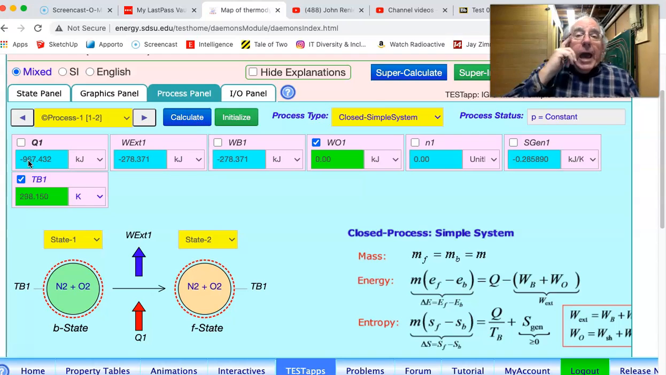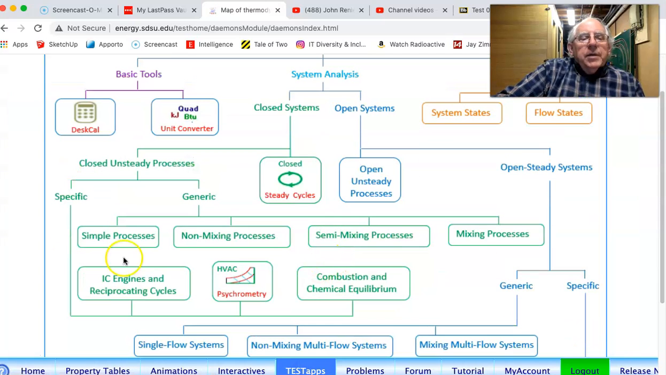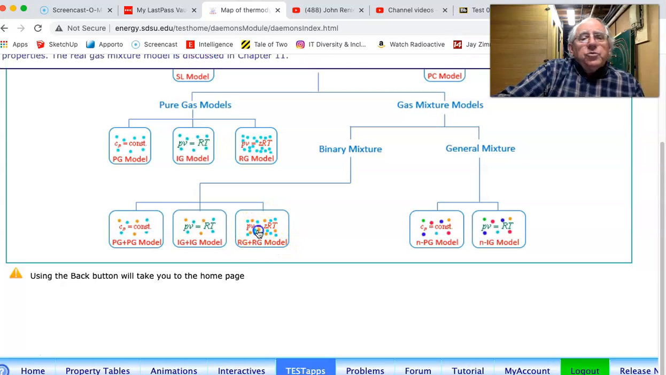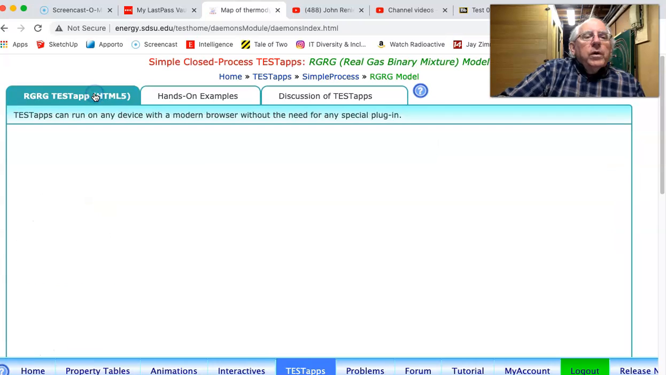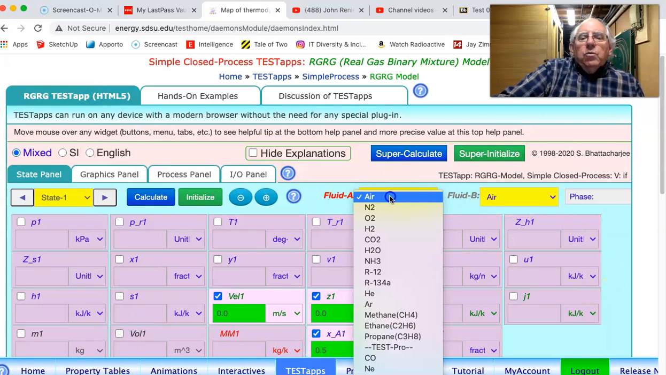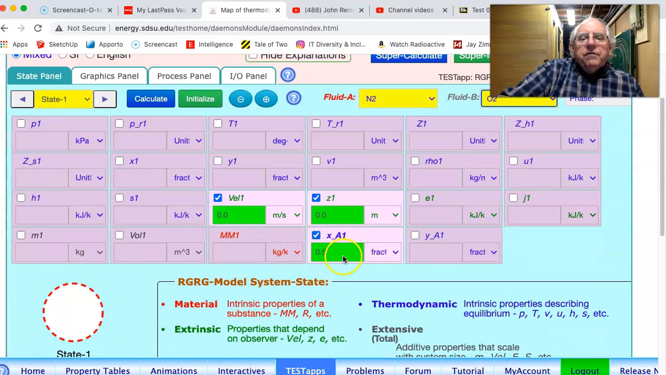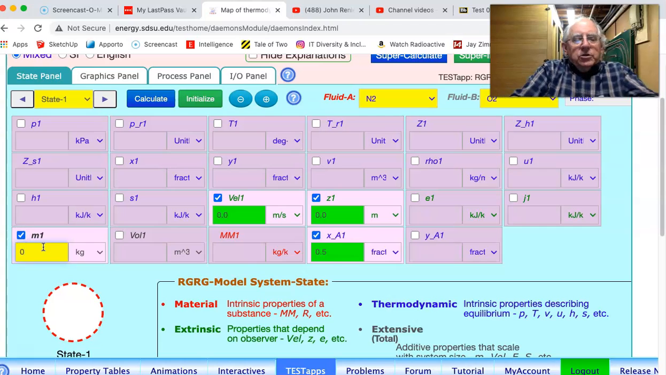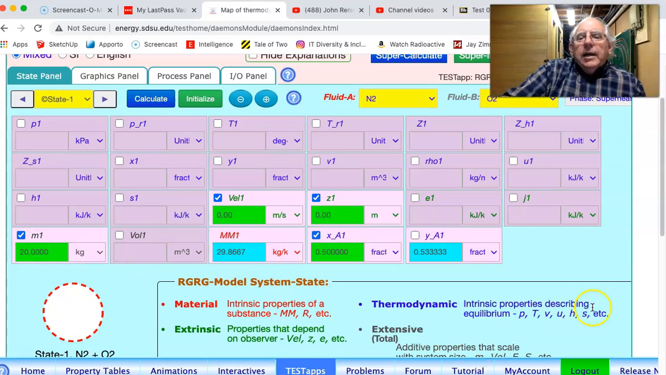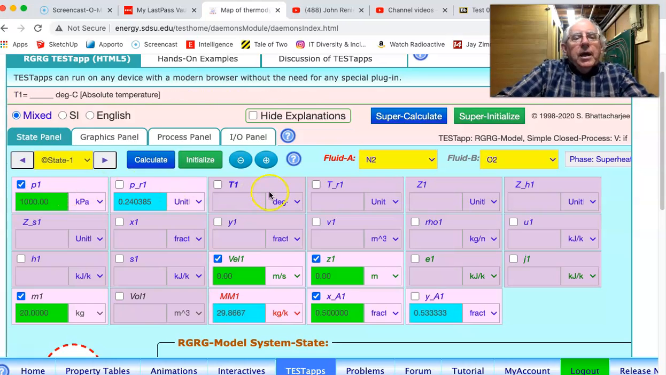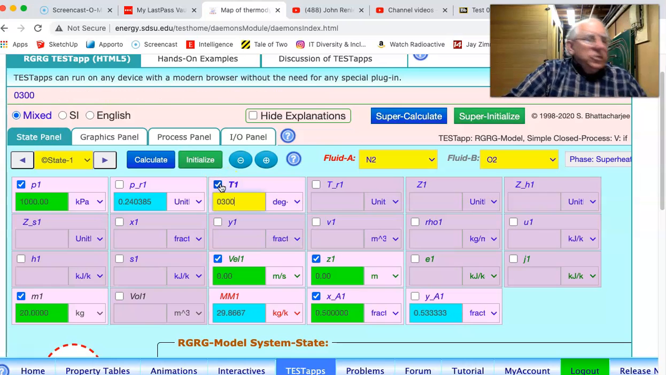Okay, so now I'm going to go back and redo this particular problem. And this time it is a simple process, and now we're going to assume it's a binary gas of real gas behavior. We're going to select this again with nitrogen and oxygen. It defaults to the 50% mass fraction as we expected. Our total mass is 20. We also know that the initial pressure is 1,000, and the initial temperature in this particular case was 300.